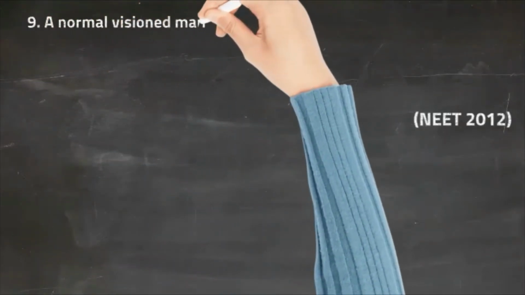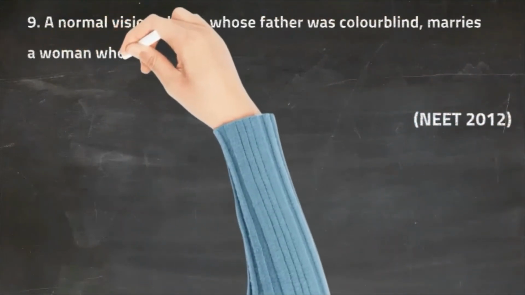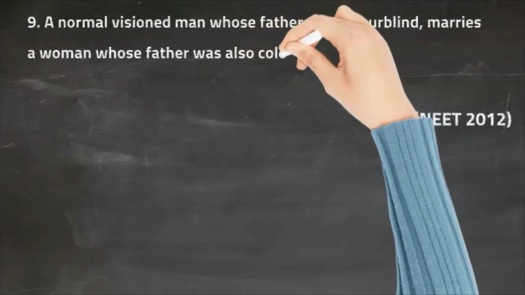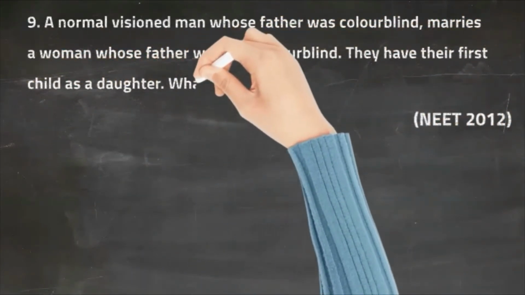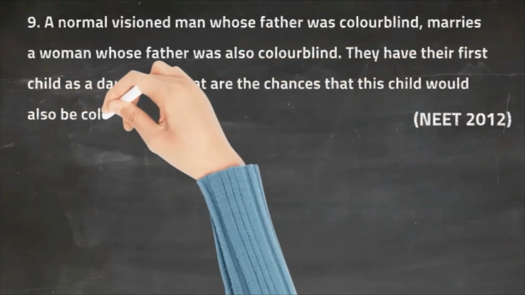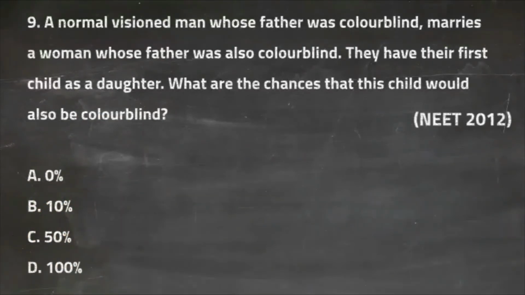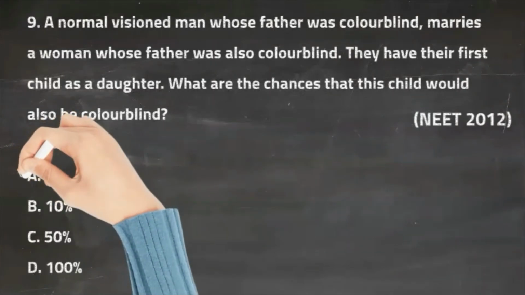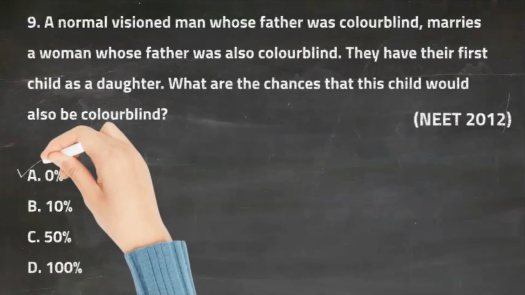Ninth question. A normal-visioned man whose father was colorblind marries a woman whose father was also colorblind. So they have their first child as a daughter. What are the chances that the child would also be colorblind? So the first option for this question is 0%. The second option is 10%. The third option is 50%, and the last option is 100%. So the right answer for this question is A, and that is 0% chance that the child would also be colorblind.